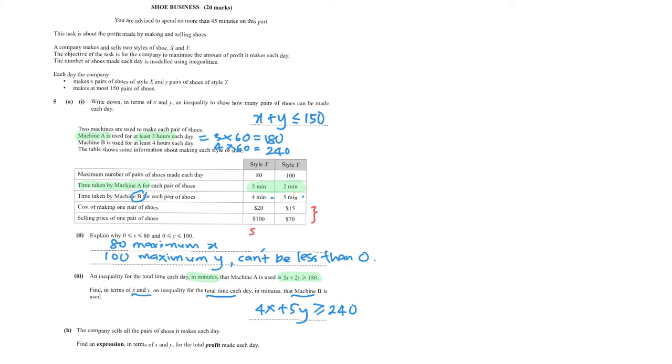With that, we get $80 profit for style X, and 70 minus 15 makes 55 for style Y. So the total profit should be 80x plus 55y. And this is an expression, so you do not have equal to something or greater or less than something, because furthermore, we don't have more information to relate with the money here.